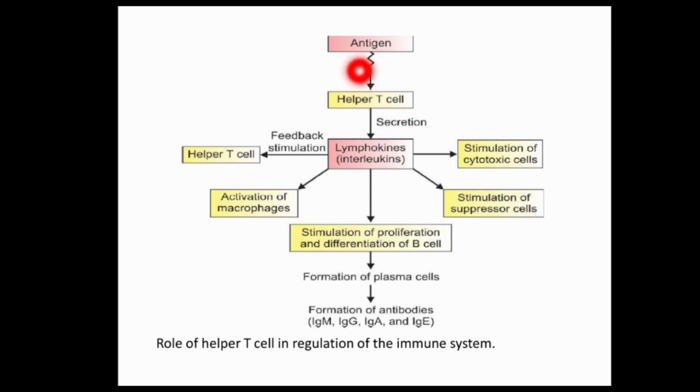Here you can clearly see. First, antigen acts on helper T cells. It produces feedback stimulation, further release of helper T cells, and it activates the macrophage by producing signals like interleukins. It also stimulates the cytotoxic cells and the suppressor cells, and it stimulates the proliferation and differentiation of the B cells by producing signals of interleukin and cytokines. It leads to the formation of the B cells. The B cells produce the antibodies like IgM, IgG, IgA and IgE.